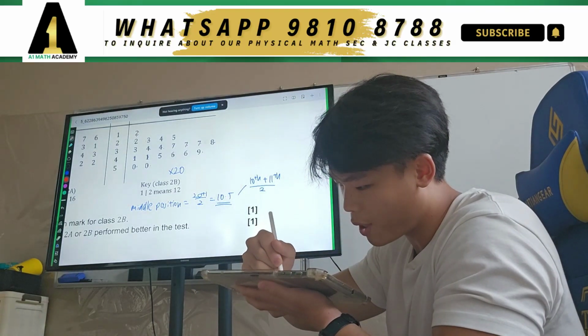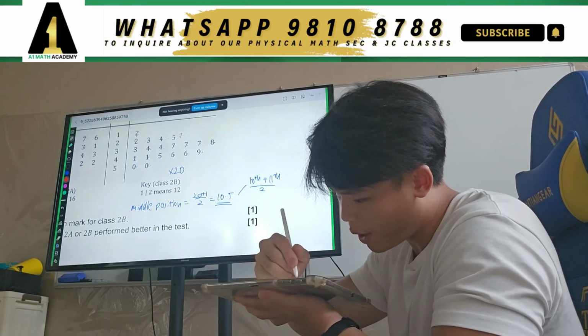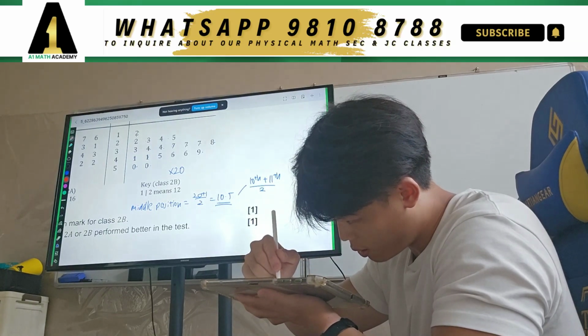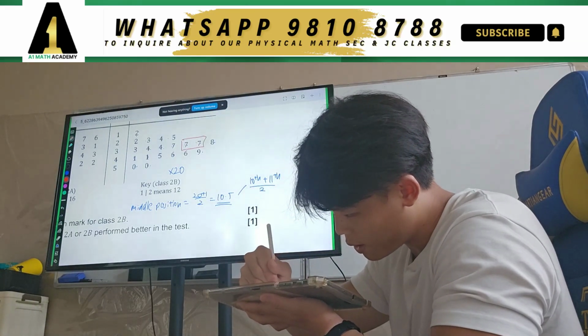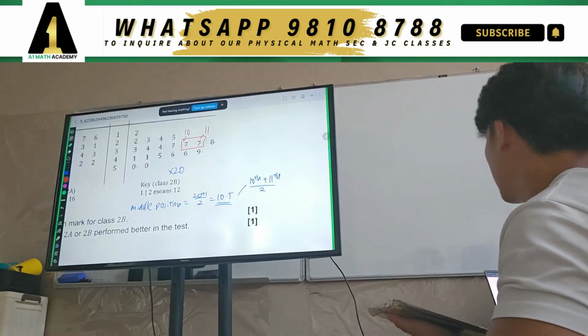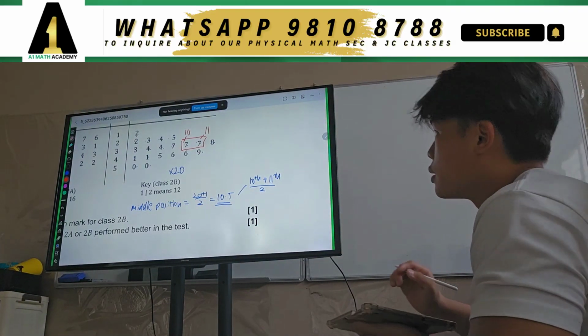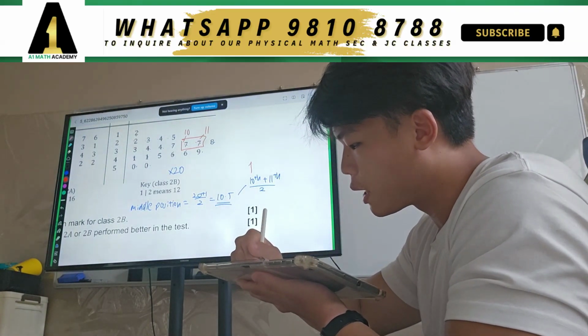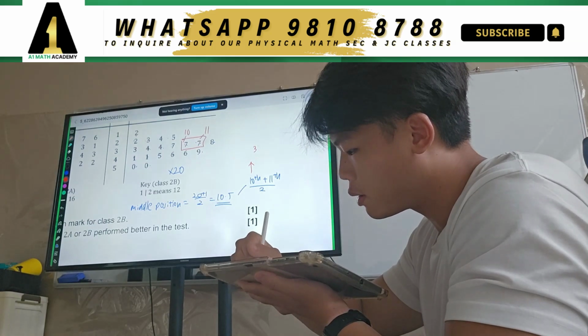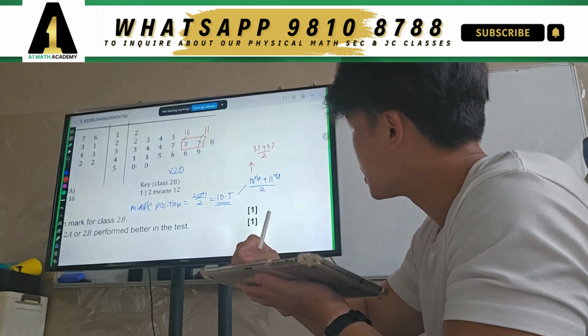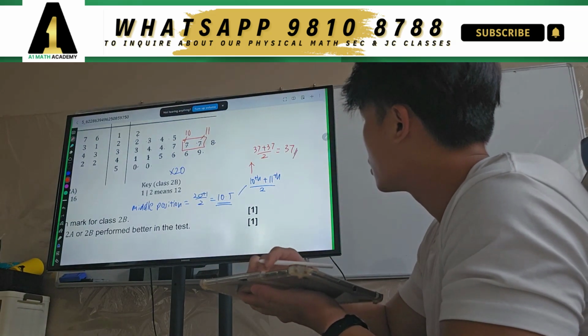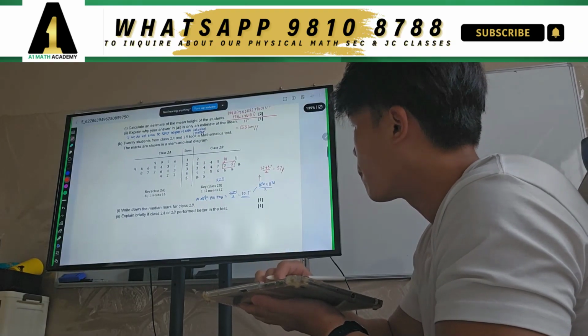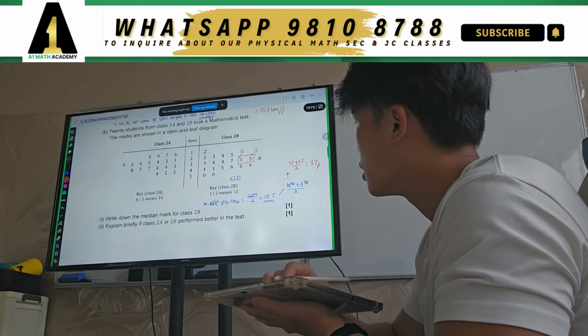1, 2, 3, 4, 5, 6, 7, 8, 9, 10, 11. This is 10, this is 11. Because you literally take 37 plus 37 divided by 2, right? So in the end it's 37. So that's the answer here.